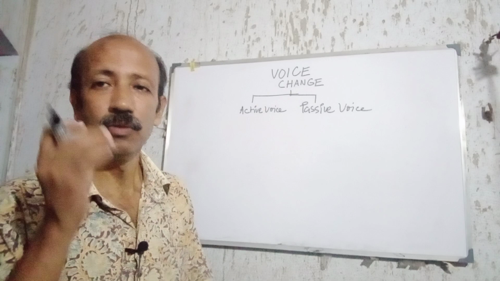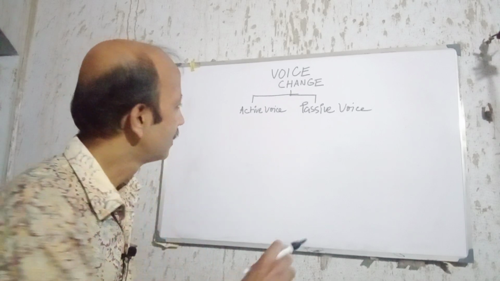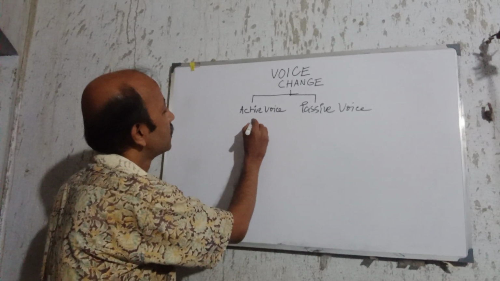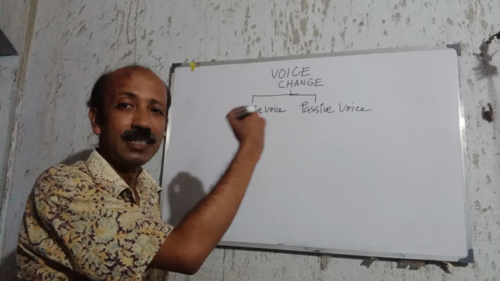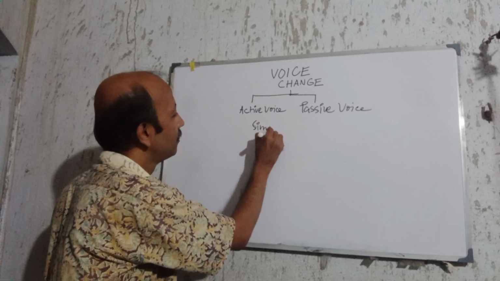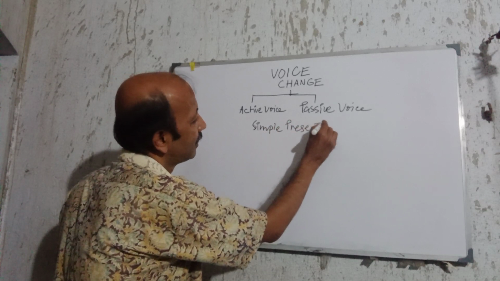First of all, we have to keep in mind the rules. You have to learn it. Now I am coming to the simple present tense rules. Rules for changing active to passive. Simple present tense. I am writing simple present tense.